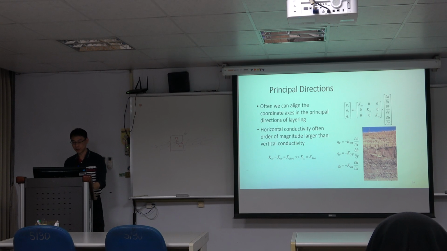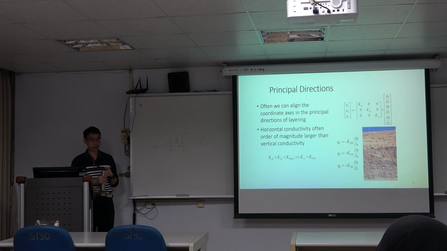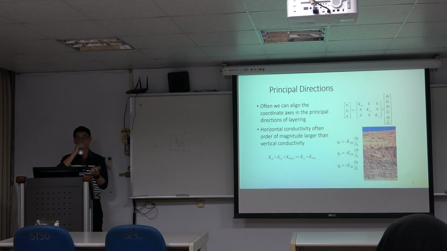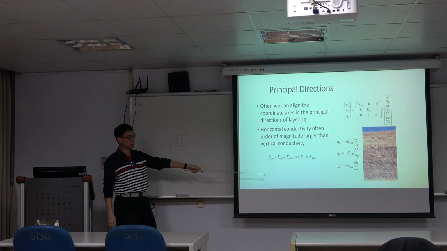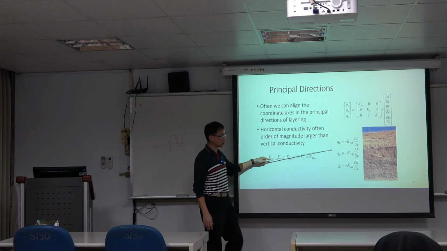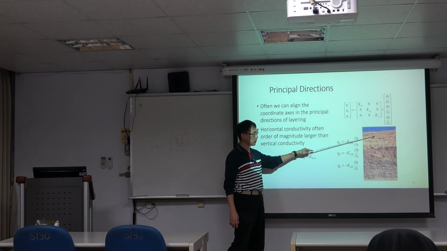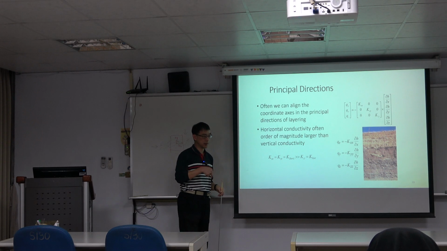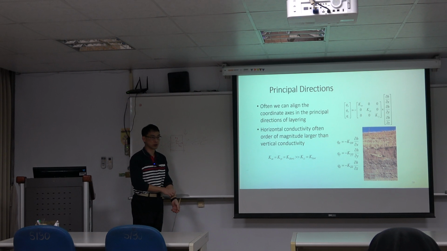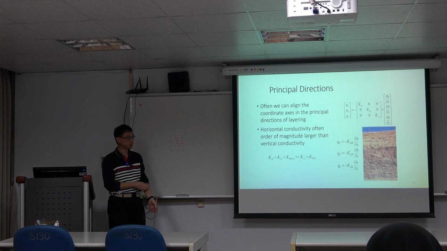But for the vertical part, commonly you will assume the vertical K value is relatively smaller, because in layered structures, the flow in this direction and this direction commonly needs to penetrate the interface. So Kz commonly will be less, by one order or two orders of difference, or even three orders.